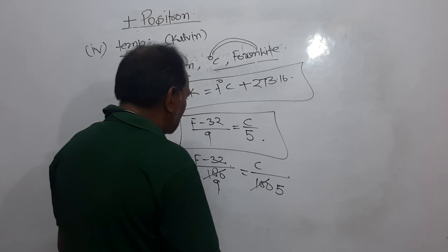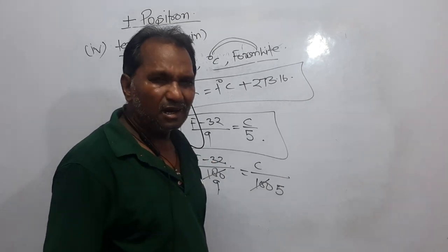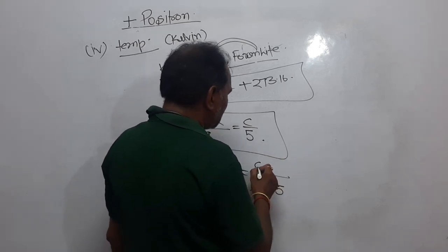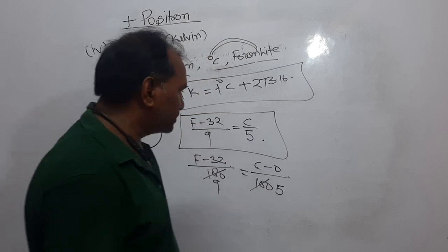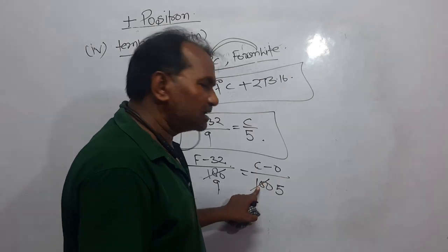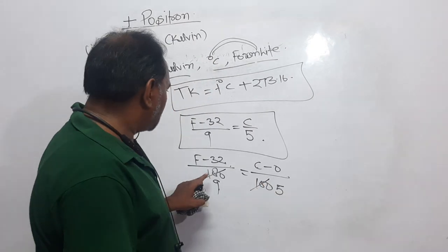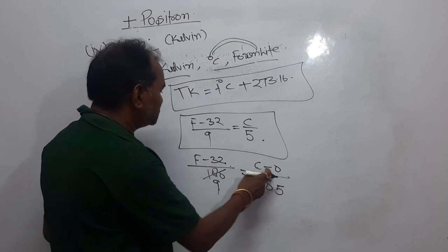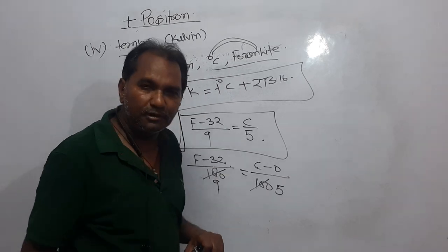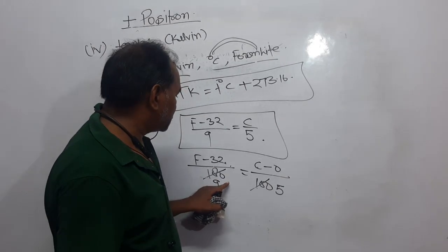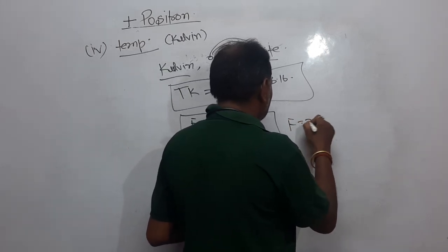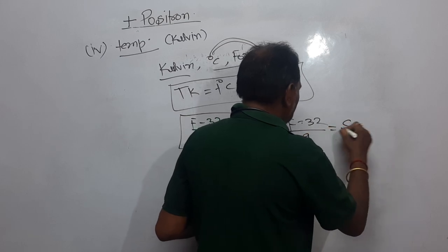Why is it written as 32? Actually, now I remember it. Here the formula is C minus 0, where 0 is the freezing point. It is the difference of the unknown temperature and the freezing point, over the difference of the boiling point and freezing point. And here you will write F minus the freezing point on the Fahrenheit scale, which is 32, and between the freezing point and boiling point there are 180 divisions, so it is 180. So 5 or 9, you will get the formula, that is F minus 32 by 9 is equal to C by 5.